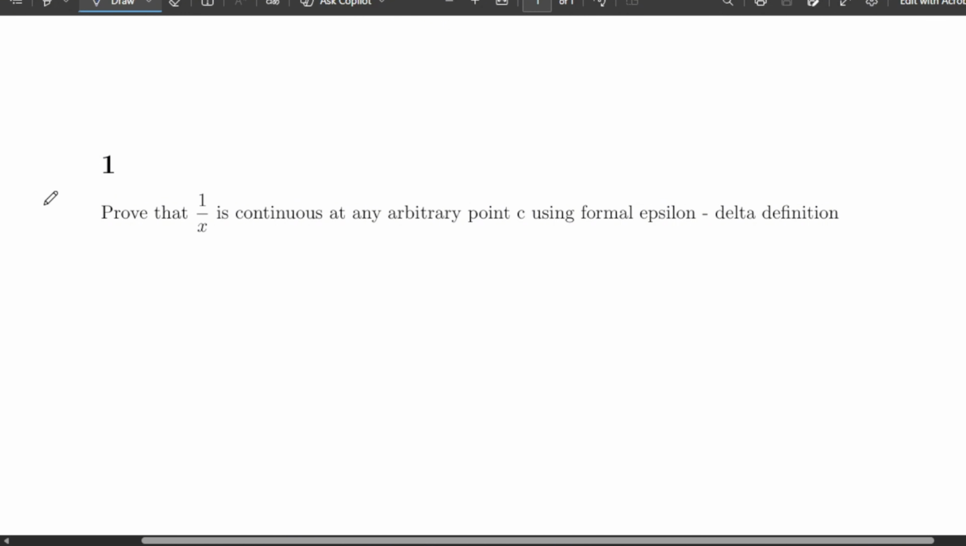So prove that 1 over x is continuous at any arbitrary point c using the epsilon-delta definition.